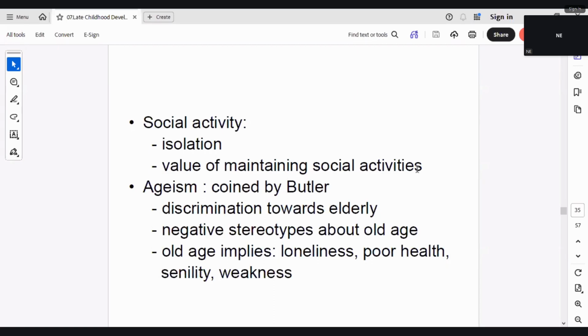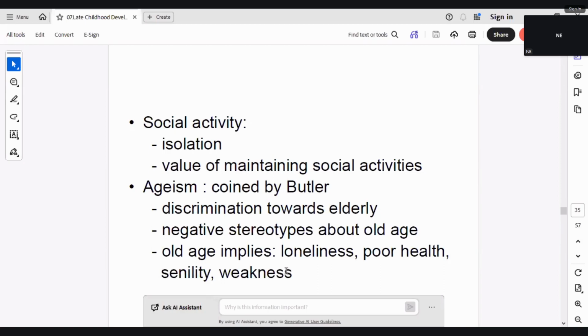Obviously it's so essential to continue having a social network, because the lifelong partner may pass, and if that person is not invested in some social connections, they become really isolated. Ageism, as coined by Butler, is a phenomenon where people discriminate towards the elderly, where there are negative stereotypes about old age, where old age implies being lonely or having poor health or being senile or being weak.